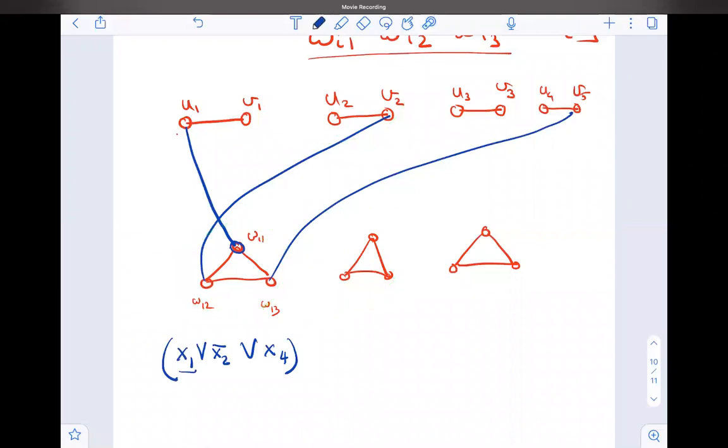Yeah, in some sense. But say this one is x1 or x2 bar or x3, or say x1 bar, x2 bar, and x3. This corresponds to x1 bar, so I will connect it from here. This corresponds to x2 bar, so I connect from here. This corresponds to x3, so I connect from here.